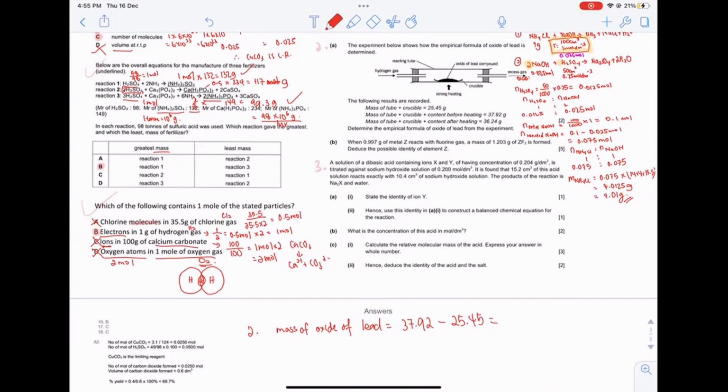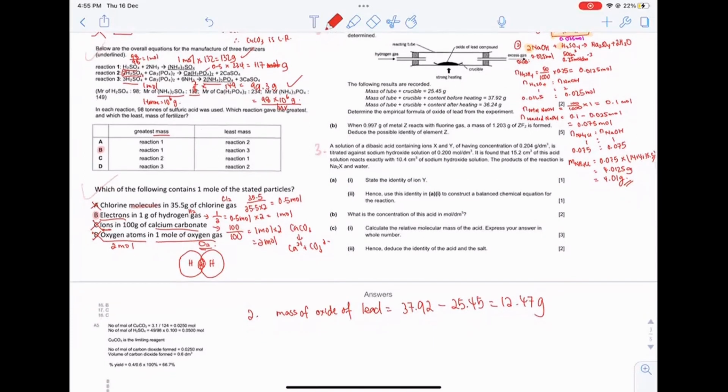And you will get 12.47 grams. So this is the mass of the oxide of lead. You use tube plus crucible plus oxide of lead minus away tube plus crucible. So this one should be quite easy.